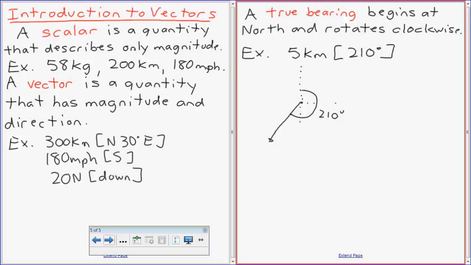What's another way I can call that other than 210 degrees, using north, south, east, west, the compass coordinates? What would I call that? Those of you who have heard physics before, you should raise your hand right now. Go ahead. South 30 west. So you can call this 5 kilometers south, 30 degrees west. Now, how that comes from is, just so we're all clear, you're pointing south, you rotate 30 degrees to the west.